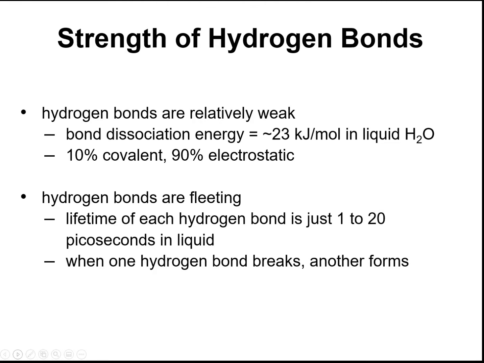Speaking of strength, like I just said, hydrogen bonds are relatively weak. Okay, they're mostly electrostatic, and they're very, very fleeting. Now, you don't need to know the numbers on this slide, but I do want you to know, I'll highlight it here because I can, that hydrogen bonds are relatively weak, that they're mostly electrostatic in nature, and that they are very fleeting. When one hydrogen bond breaks, another one forms. So you definitely want to know that.